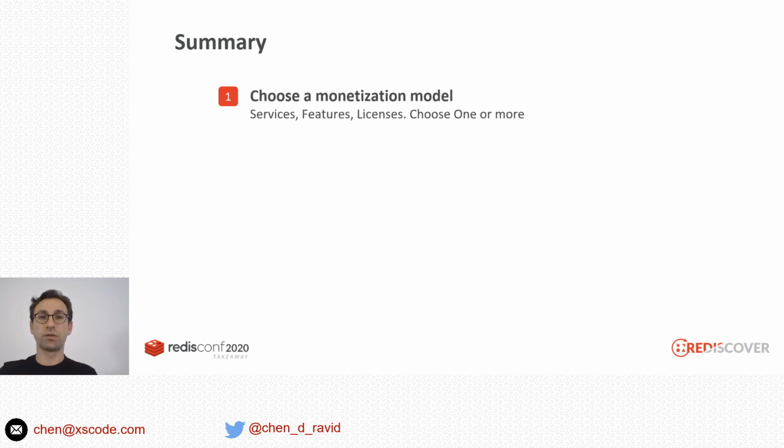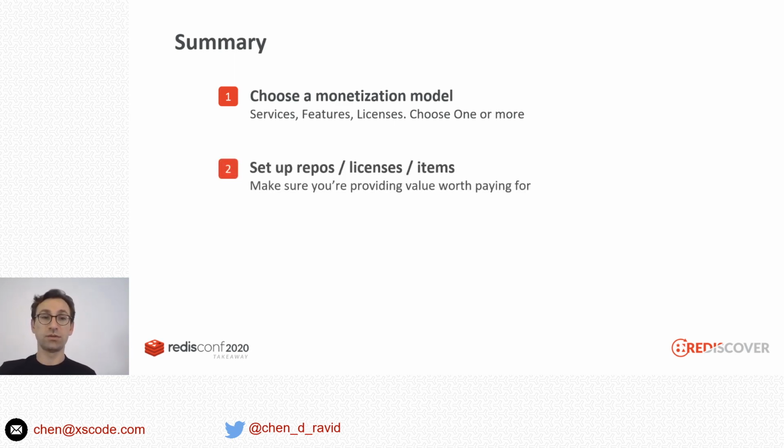So we're almost done. Let's do a quick summary of what we've discussed. First of all, if you want to get started with monetization, you need to choose a monetization model that works for your project, either services, features, or licensing, and you can choose one or more. Next, you need to set up your repositories if you're selling licenses or code, or set up service items if you're offering that, and make sure you're providing value that is worth paying for. If you offer things that are not worth it, nobody will pay. So I'll leave you to think about what's valuable, and make sure that you are offering something of value.